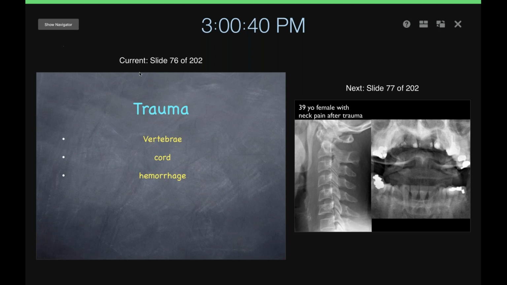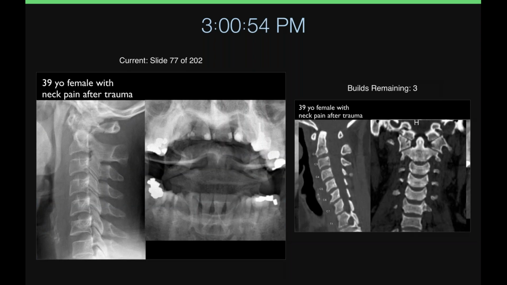Okay, so why don't we go ahead and get started here? So we'll talk about trauma of the cervical spine. We'll talk about bones, and then the cord, and then hemorrhage around the area. So, Sahar, why don't you start with this one?